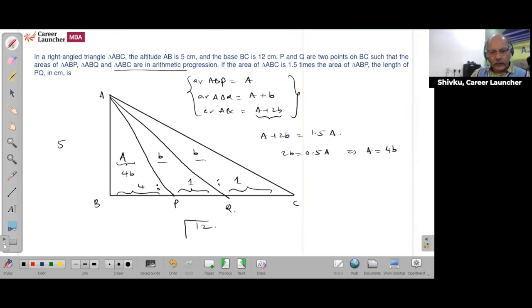So since this entire thing is 12, we know that this has to be equal to 8, this has to be equal to 2, this has to be equal to 2. So we want to know what is the length of PQ. Length of PQ must be equal to 2 centimeters. Very simple question.